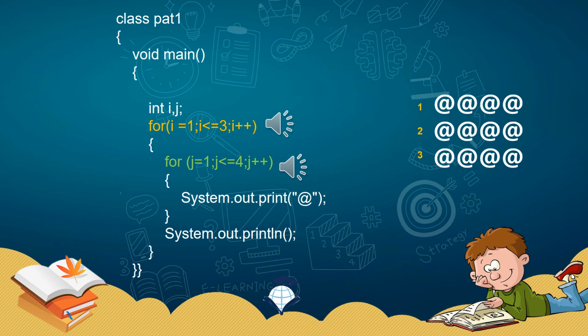There are 3 rows, so the outer loop I will range from 1 to 3. There are 4 columns, so the inner loop J will range from 1 to 4.